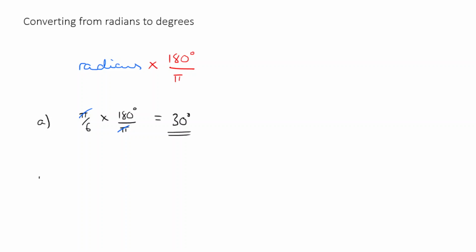Try another one. Let's try B. Let us say we've got pi by 4. How do I convert that to degrees? I multiply by 180 degrees and I divide by pi. So the pi's cancel off. Then I've got 180 divided by 4, and 180 divided by 4 is 45. So pi by 4 in radians is 45 degrees.